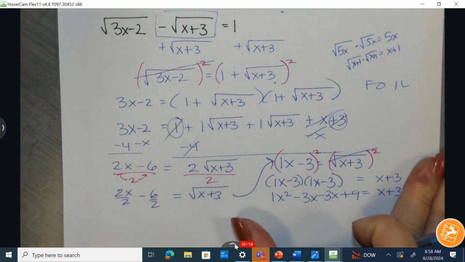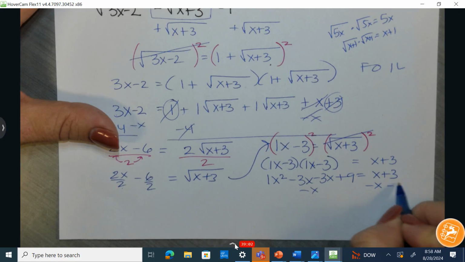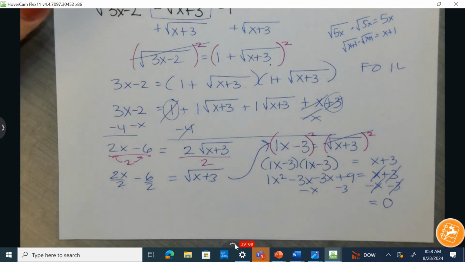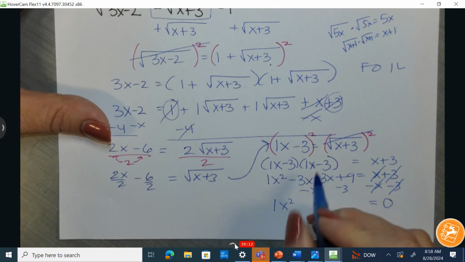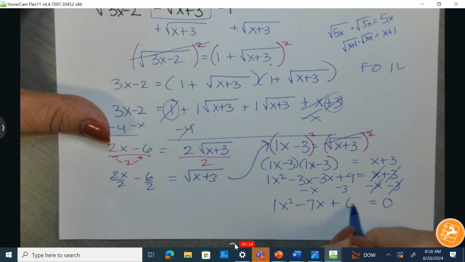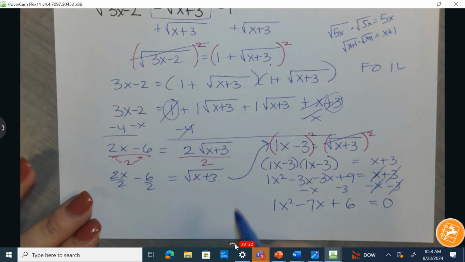And just for the purpose of time right now, I'm going to speed up. You're like, you can't go any faster. I can. I'm going to move the x's to the other side, the 3's to the other side. I have nothing left on the right-hand side. On the left-hand side, when I combine like terms, negative 3 and negative 3 is negative 6. I have x squared minus 7x plus 6. As fast as you can in the next minute, I want to see, can you factor and solve this? Go ahead.